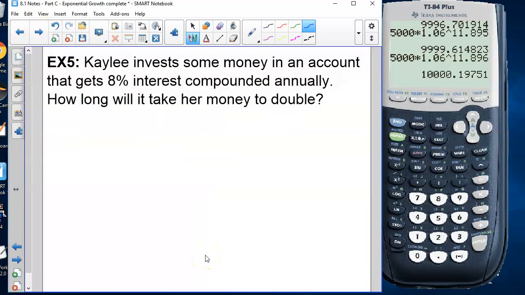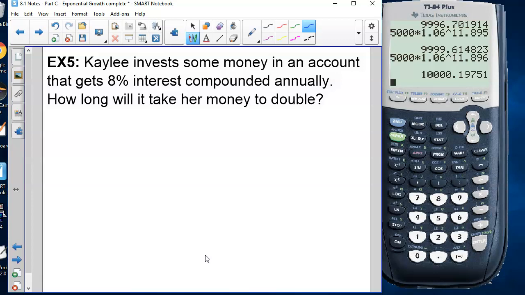All right. Okay, this one's almost the same problem, but it's weird. Kaylee invests the money in an account that gets 8% interest compounded annually. How long does it take her money to double? Oh, that's the problem. We don't know how much money she has.